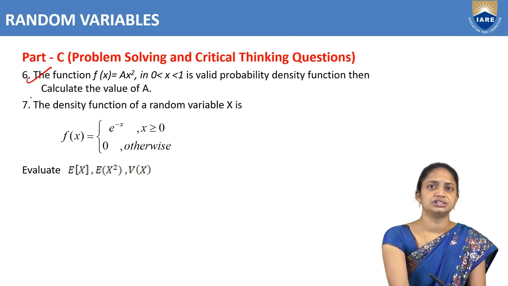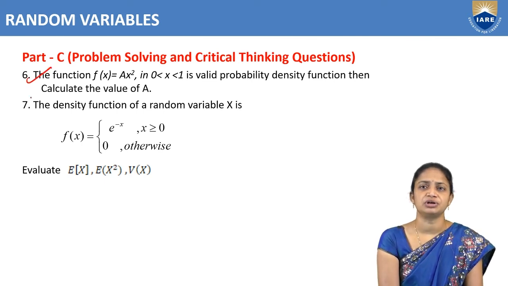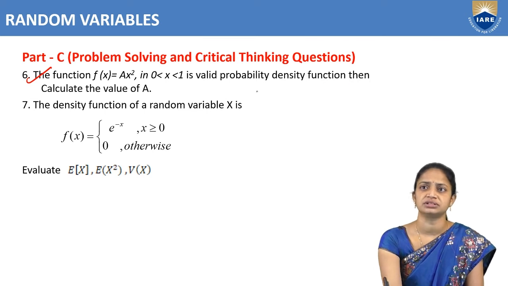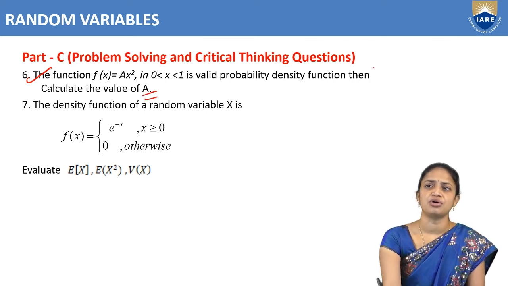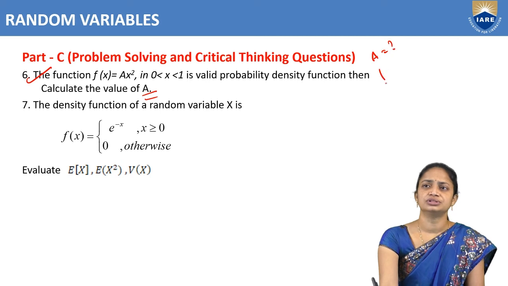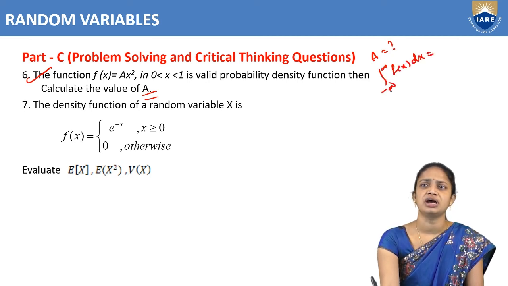And the last, sixth question is: if f of x equal to a x square where 0 less than x less than 1, here also the same probability density function, then calculate a value. How to find a value? By using the second property of probability density function, that is integration over minus infinity to infinity f of x dx equal to 1, by using this we can calculate a value.